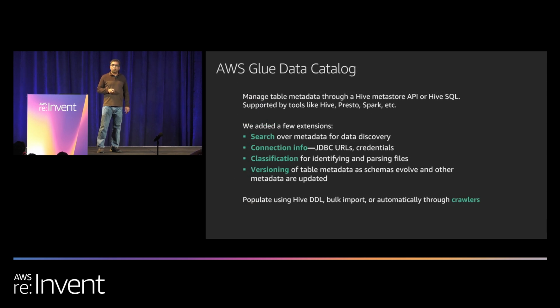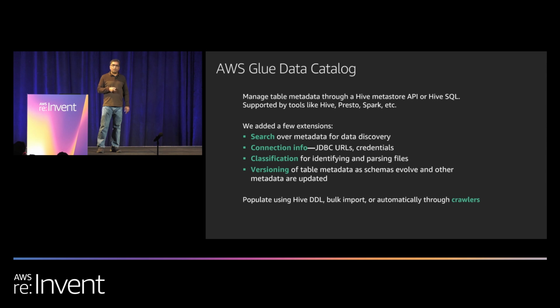So let's look into the Glue data catalog a little bit deeper. It is a Hive-compatible catalog, which means that it works with Hive, Presto, and Spark. If you go to a Presto config file, you can point to the Glue data catalog and use that as a metastore. You can do the same thing for Spark. It supports all standard operations. You can search the catalog. It has the connection info, and it has the built-in classifiers.